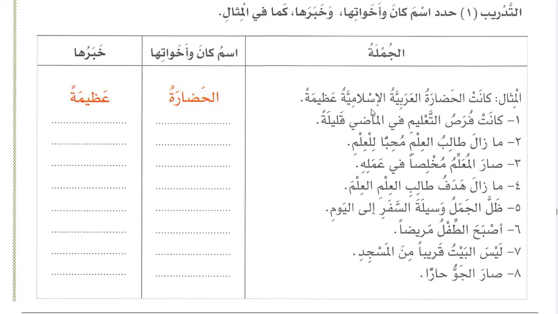For example: Kanatil hadaratul arabiyyatul islamiyyatu hadaratan azimatan. The Arabic Islamic civilization was a great civilization. So here hadara is the ism of kana and azima is the khabar of kana. You need to find such words in these sentences.